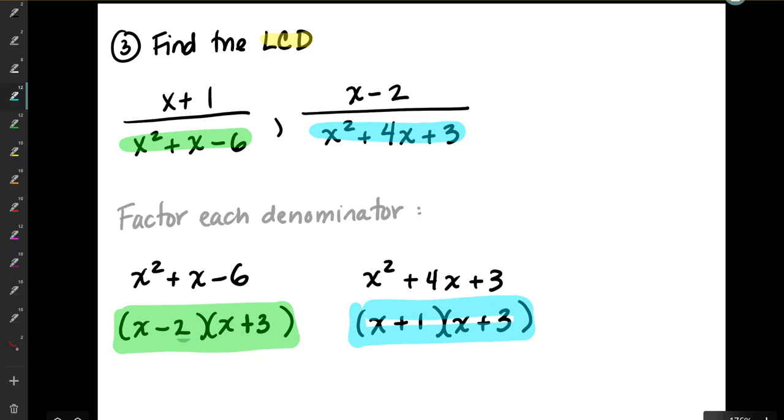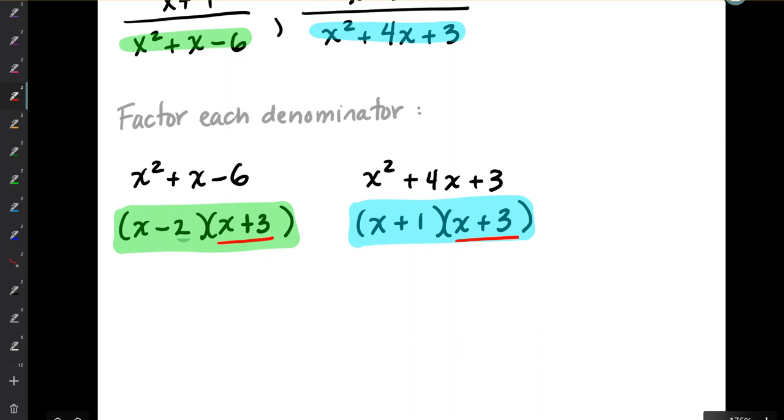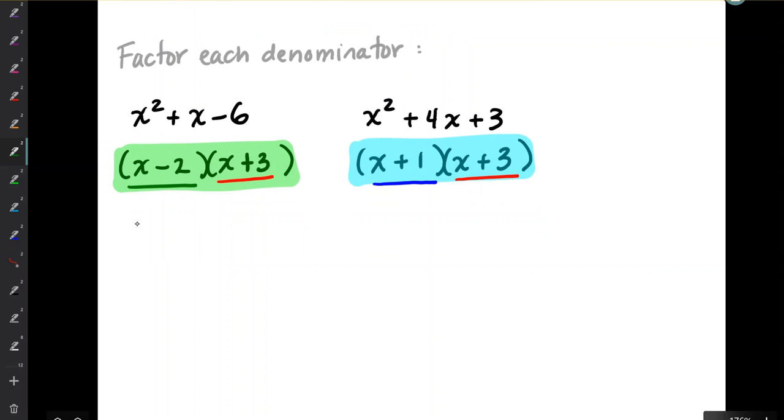Okay? So notice that they each have an x plus 3 factor in them. So no need to double count them. The least common, but their green is missing an x plus 1 factor. I need one x plus 1. How about dark blue? I need one of those. And the blue is missing this x plus 2 factor. So I need one green, one red, and one blue. If this is helpful.